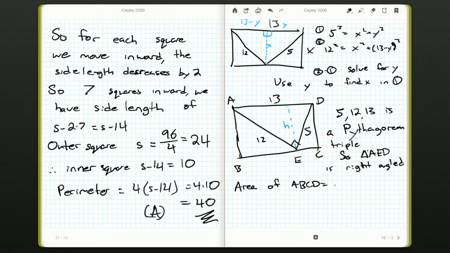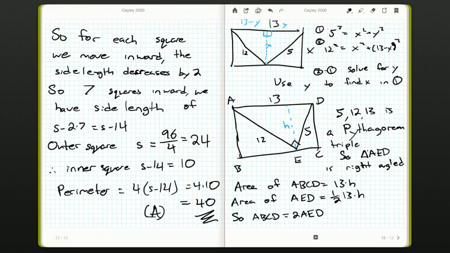So the area of ABCD is 13 times H. This is the height of both the triangle and the rectangle, and it's also the length DC. So the area of AED is 1/2 base, which is 13, times height. So the rectangle is twice the area of the triangle AED. But AED is right angled. So we'll go over to the next page.